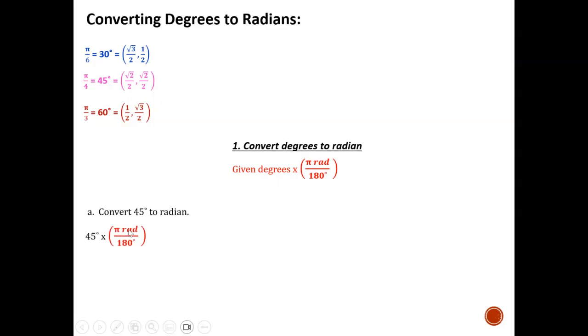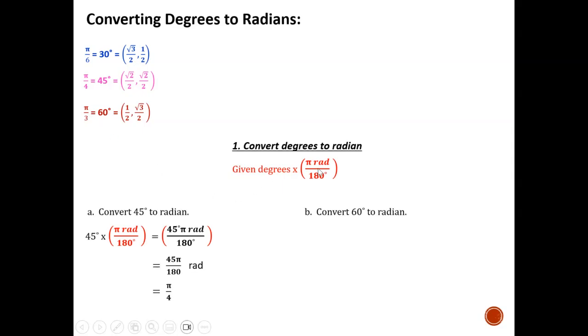So 45 degrees times pi radian over 180 will give us 45 degrees pi radian over 180. You see here, guys, the degrees will cancel. So I'm left with 45 pi over 180. And when we simplify that, it's going to give us pi over 4. Same thing here with B, right? 60 degrees is equal to pi over 3.